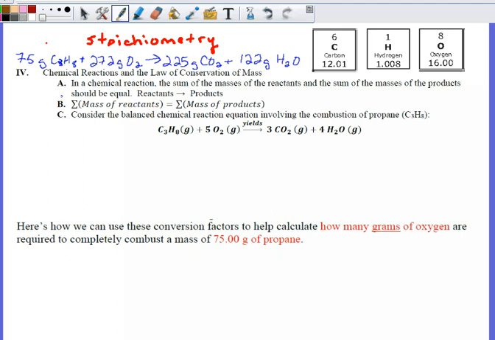So in a chemical reaction, the sum of the masses of the reactants and the sum of the masses of the products are equal. And again, remember, reactants are on the left, products on the right. So that's kind of like a basic chemical reaction format. So we're going to start out with these components here. Anytime you combust a hydrocarbon in the presence of oxygen to completion, you get carbon dioxide and water. So those are your products of burning this propane.